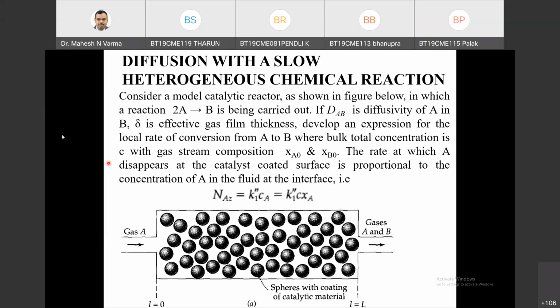Roll number 84. Roll number 85. Yes, sir.